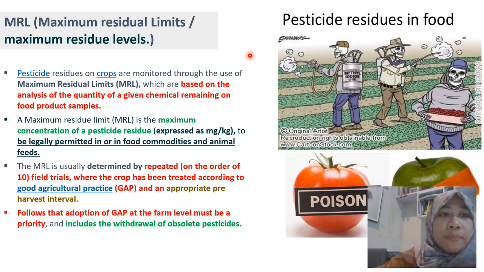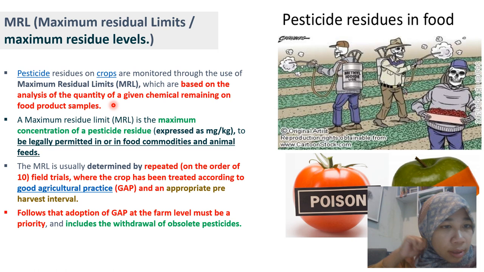So MRL, pesticide residue on crops is monitored through the use of maximum residue limits, which are based on the analysis of the quantity of a given chemical remaining in the food product sample. It means that if we use pesticide, there is a residue in the crops. The residue itself can be analyzed using MRL. This is the standard. So if we want to sell to another country or to retail, the MRL should be below the standard.